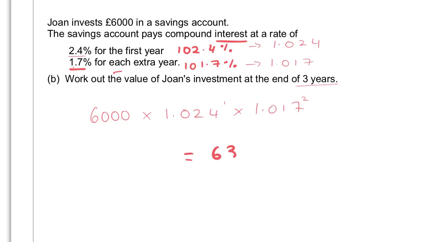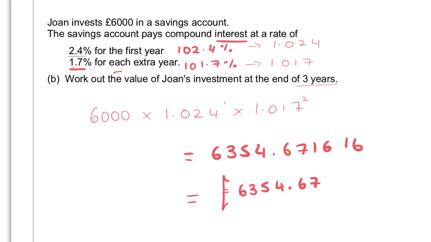So this is going to give me 6354.6716. However, it's not told us to round to anything, but what do we know for sure? If we're dealing with money, if it doesn't tell us what to round, what would be the biggest thing we would round to? It'd be 2 decimal places, wouldn't it? Okay, so 6,354.67. Okay, so you need to use your head a bit there.